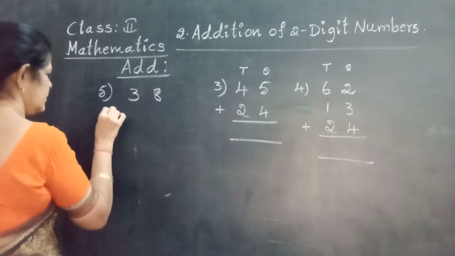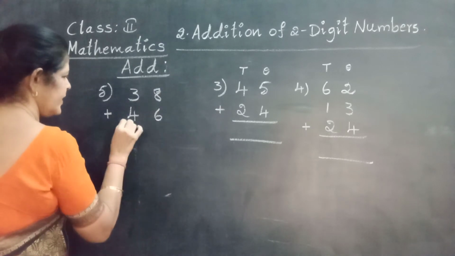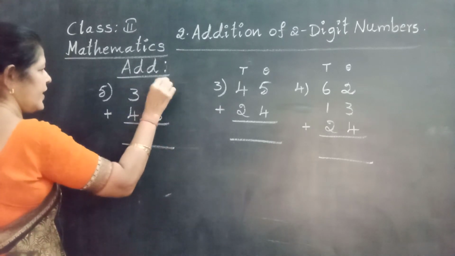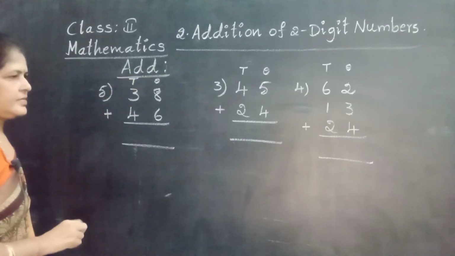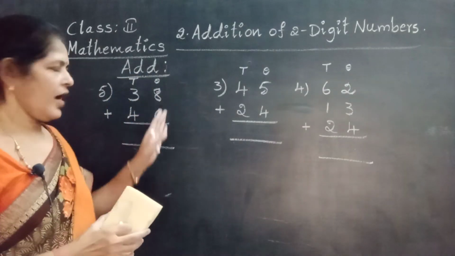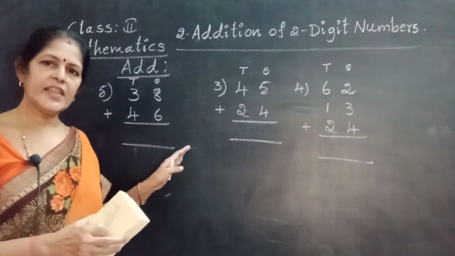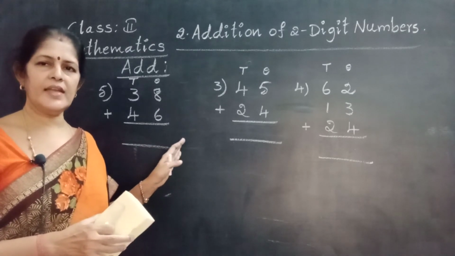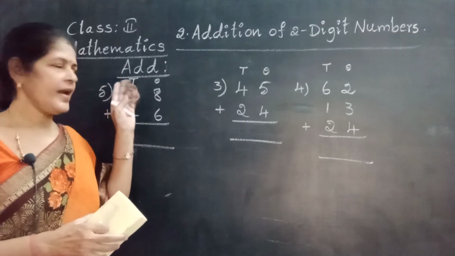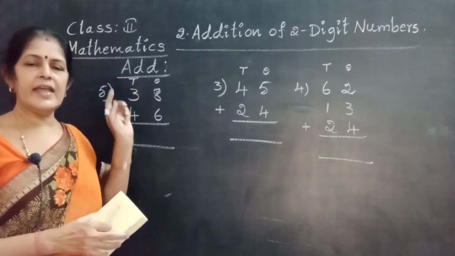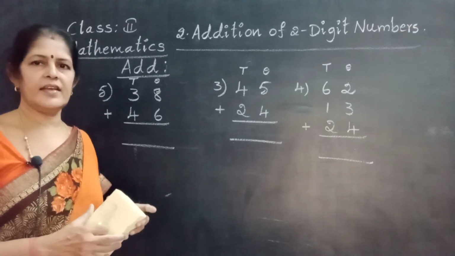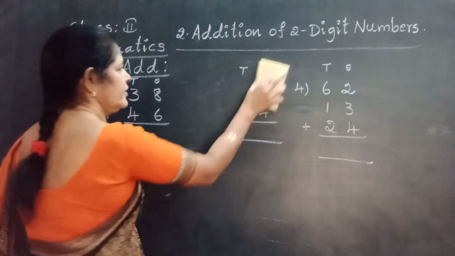38 plus 46. Ones place, tens place. After adding ones, if you get a two digit number, that is going to be with regrouping. With regrouping means carry forward one number to the tens place. Carrying addition. Next one.